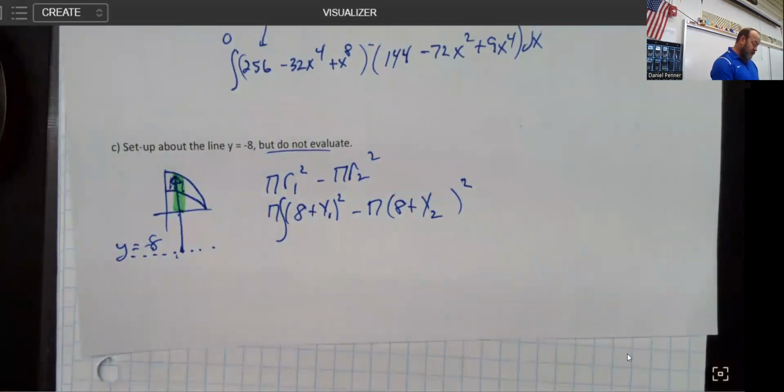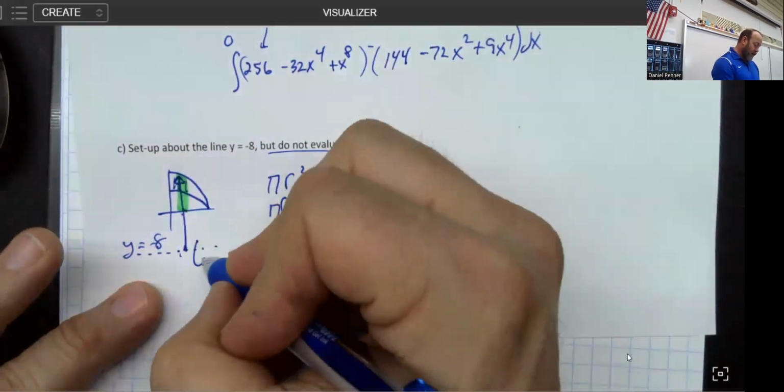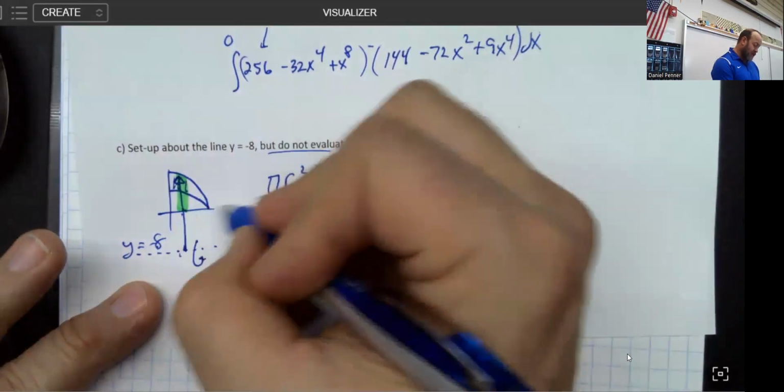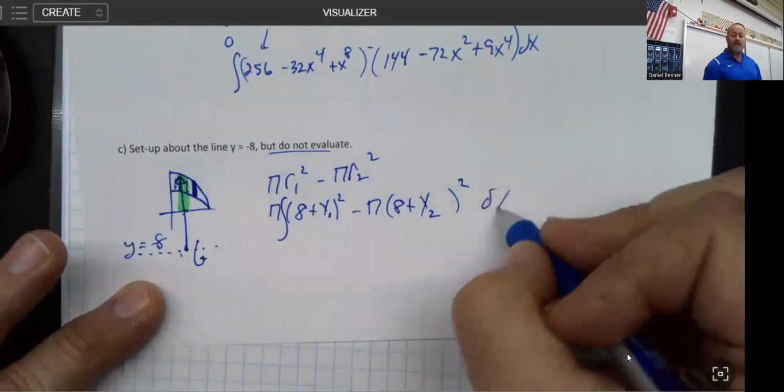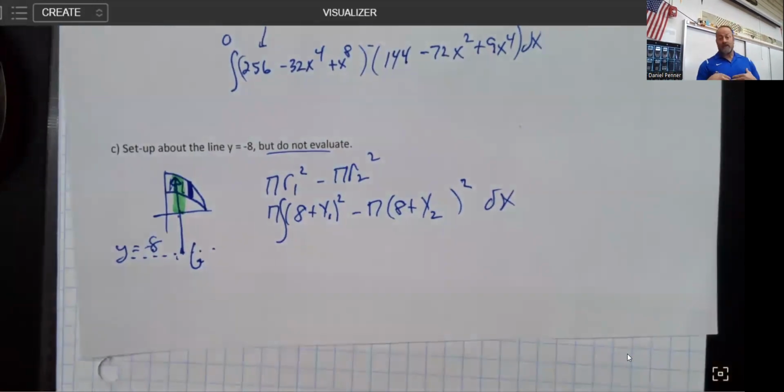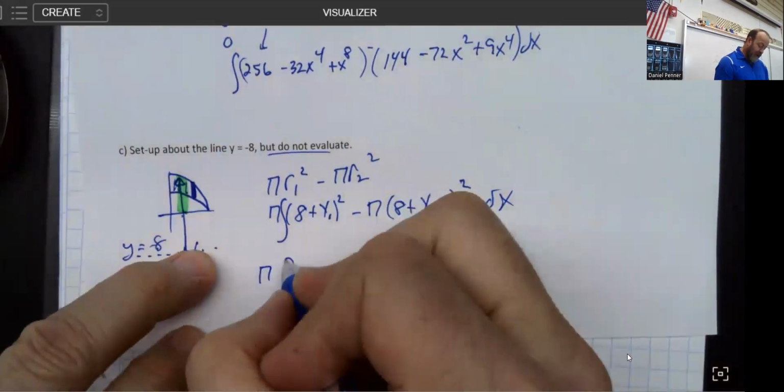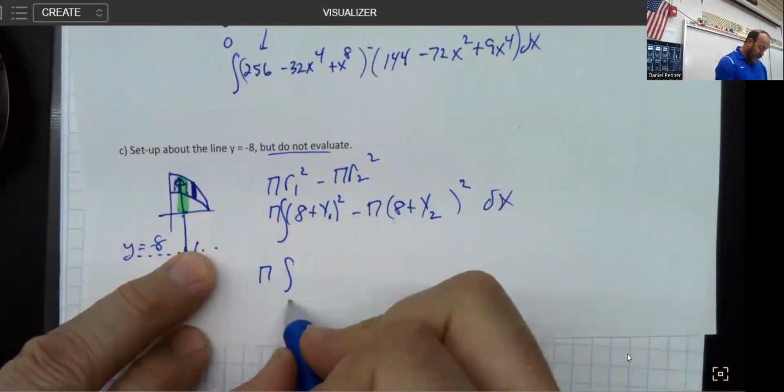Now keep in mind, this says set up, but don't evaluate. And just like the others, because our revolution is around something parallel to the x-axis, we would have these little wafers going this way. So it's going to be a dx. I really honestly set it up pretty well. I just need to now finish because I know that the x values, again, are going from 0 to 2.